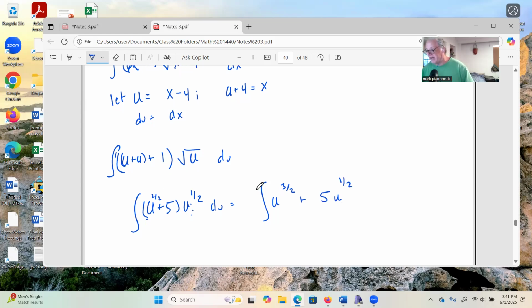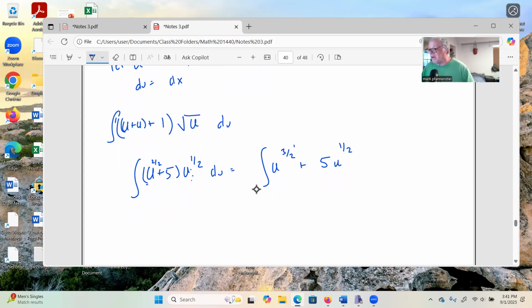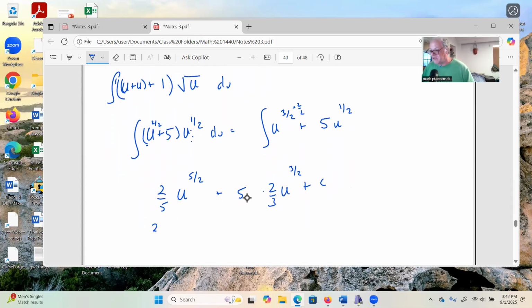Now we're ready to integrate, right? So we go ahead and add 1. If you need to add 1 mechanically, that's fine. So we have u raised to the 5 halves power. Gotta put the 2/5 out in front here. Plus 5 times u raised to the 3 halves power times 2/3 plus c. Let's go ahead and deal with that. So we have 2/5 u to the 5 halves plus 10/3 u to the 3 halves plus c.